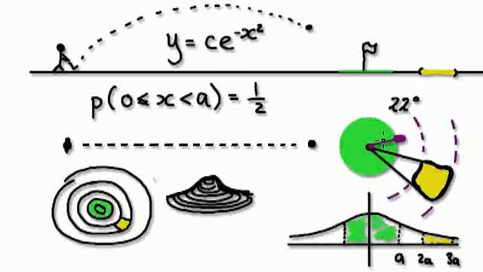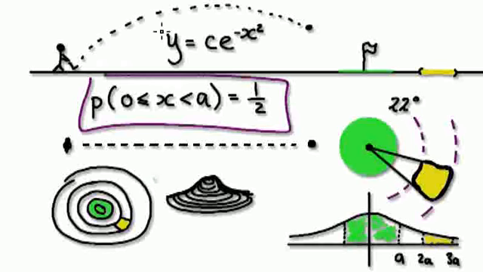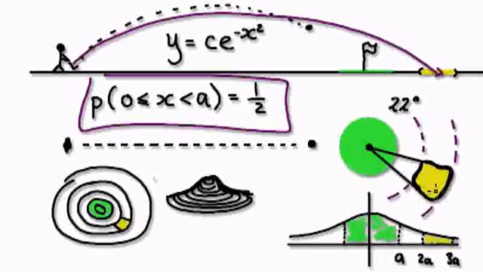From here to here, it is A. So that's this A here, and then from here to here, it's 2A. From here to here, it is 3A. Well, given that you're able to hit the green 50% of the time, what is the probability of you hitting the golf ball and it will land in the sand pit?